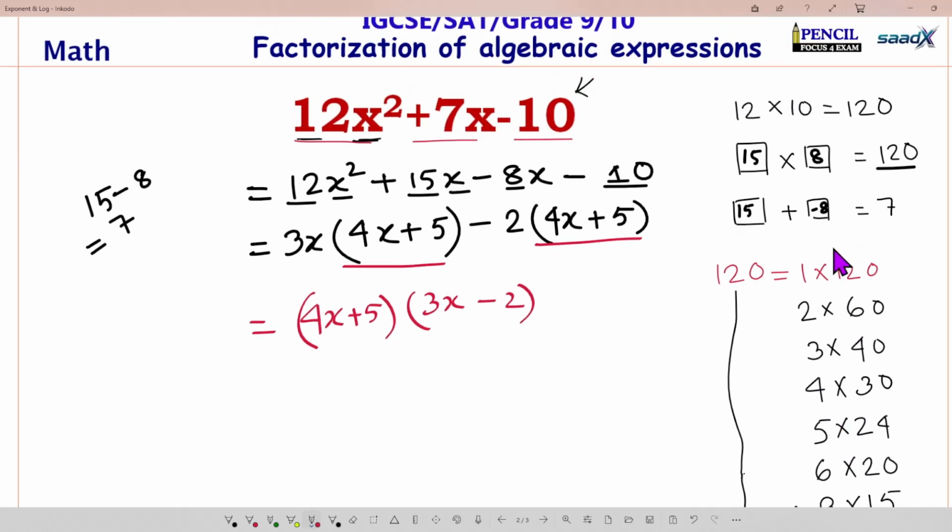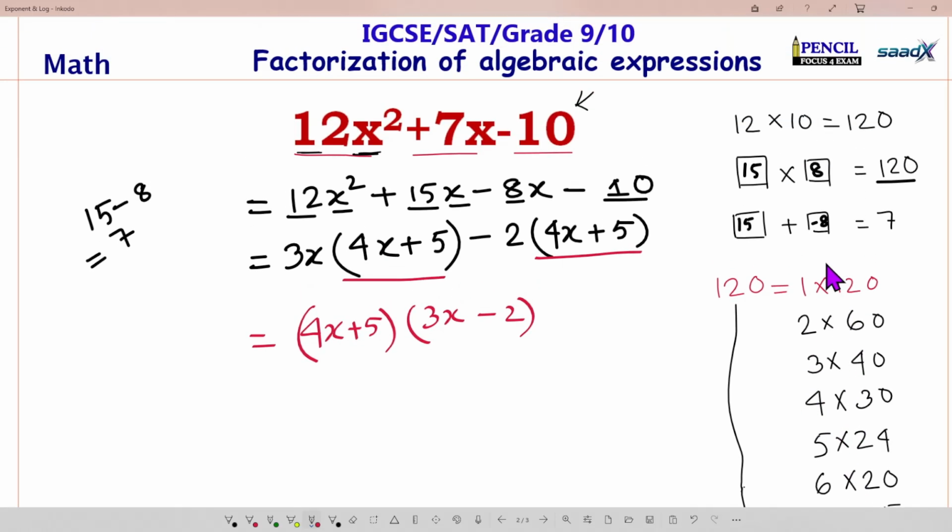So it's very important. Your homework, for the next video we will see this math: 4x squared minus 13x minus 12. So factorize this one.